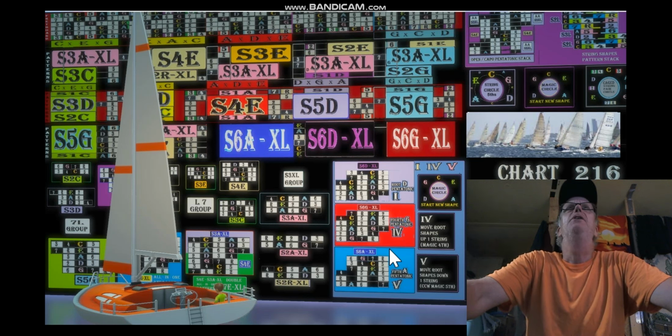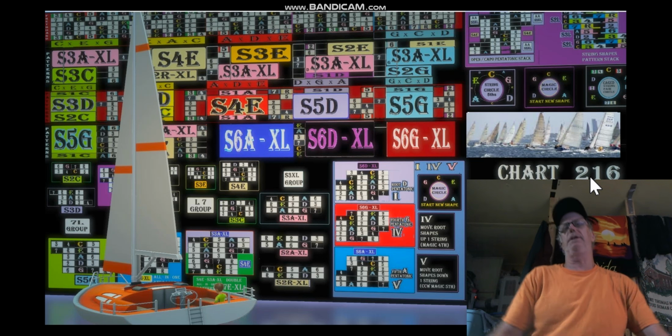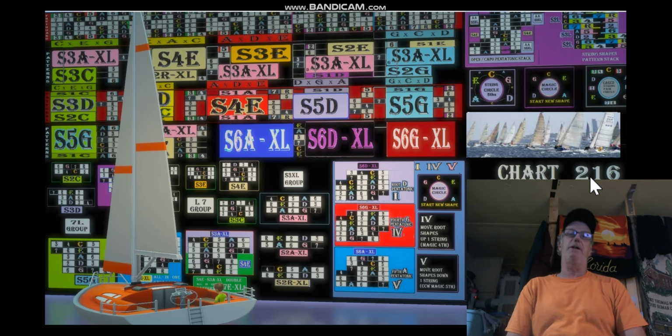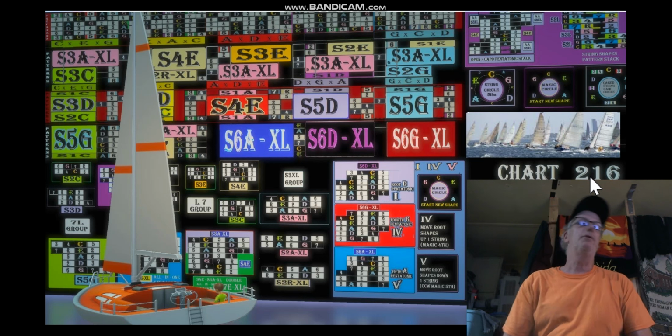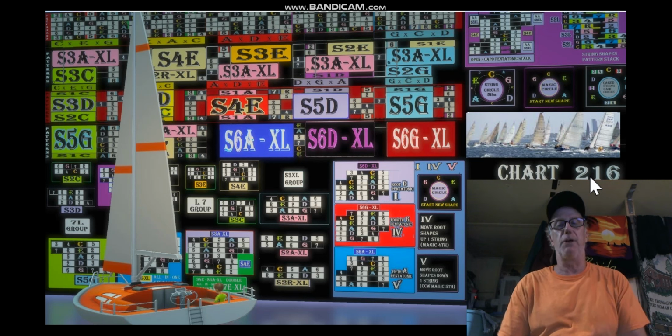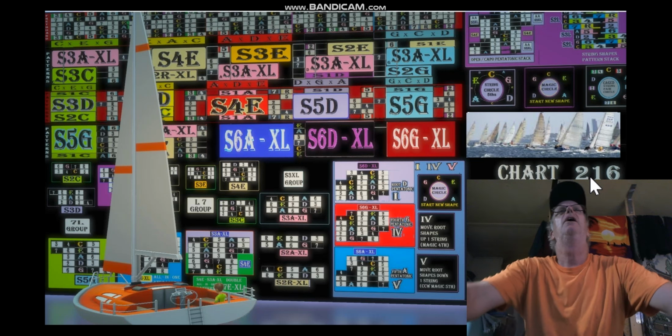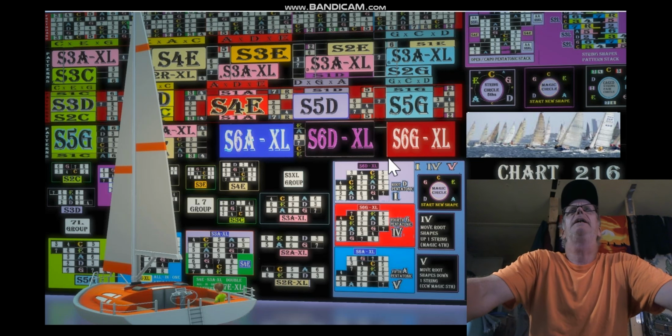So this is chart 216, and the lesson today is chart 217, which is an improvement of chart 216. So let's get started on it. What we're looking at here is the patterns down below. We have the various patterns in P4 tuning that we'll be working with.